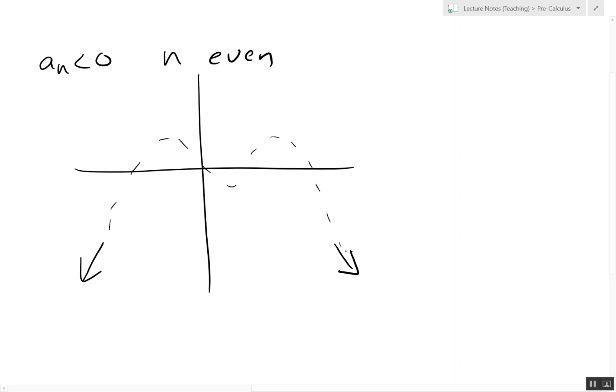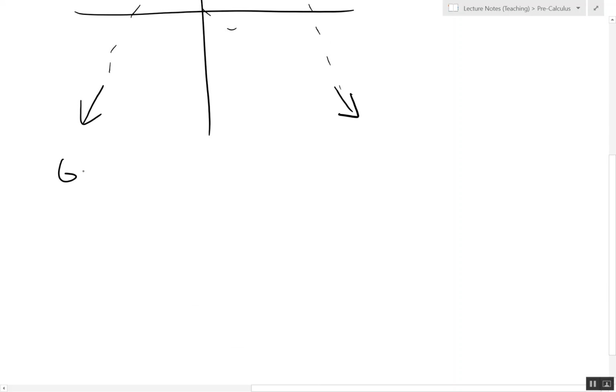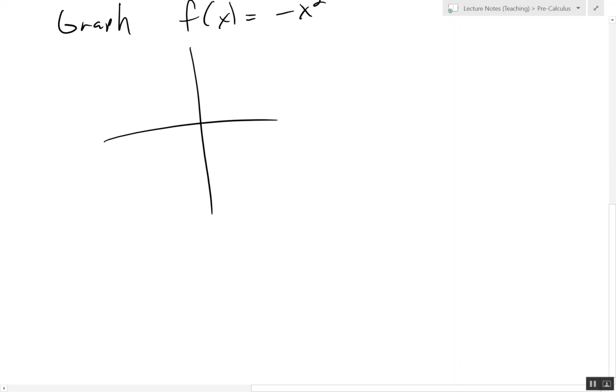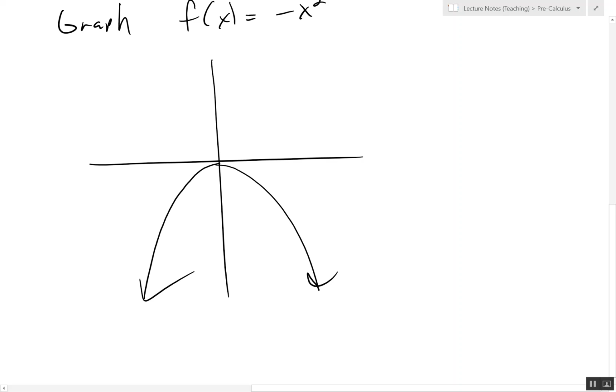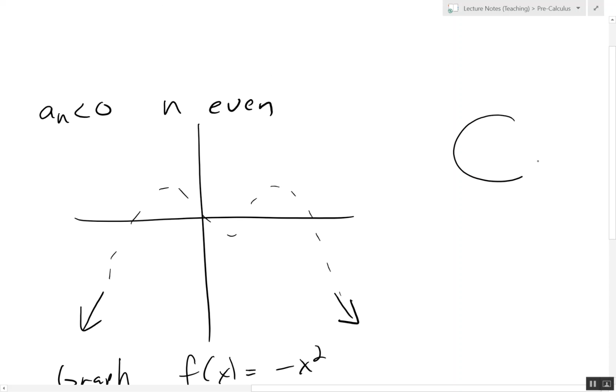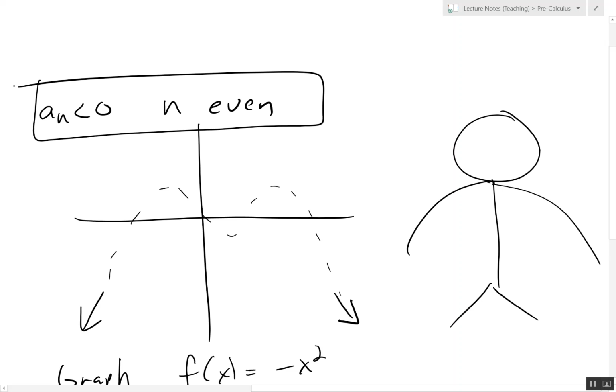And the way you want to think about this is to think about the graph of f of x equals negative x squared, which looks like this. The graph of negative x squared roughly looks like this. And again, if we think about a person here, our rule says that the person's arms are going down. So that would be the leading coefficient negative and n even case.